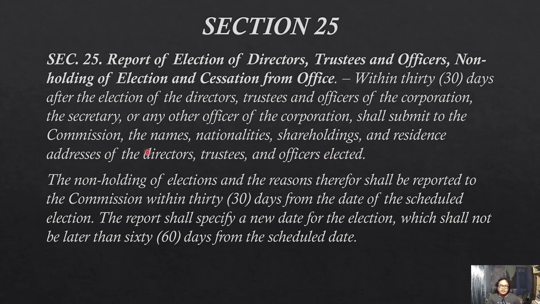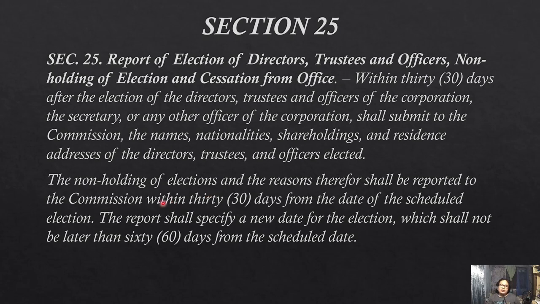Now, in cases where there is non-holding of elections, the reasons therefor shall be reported to the Commission within 30 days from the date of the scheduled election. Meaning, when there's a failure of election or non-holding of election, one reason, as we said, is when there's no quorum, so they cannot elect. Even if they vote, since there is no quorum, their voting is not valid. You need a quorum. So, no quorum means non-holding of elections. That's an example. Non-holding of elections shall be reported within 30 days from the date of the scheduled election.